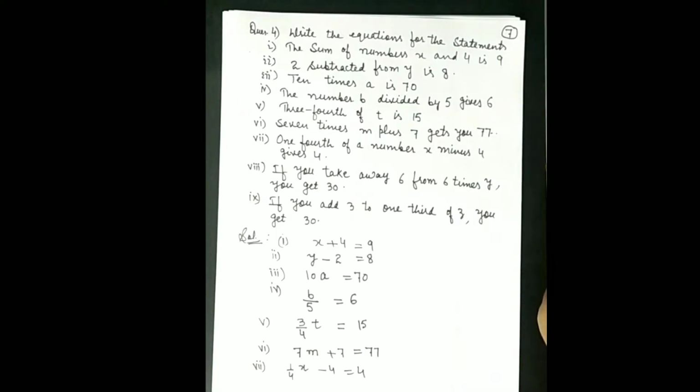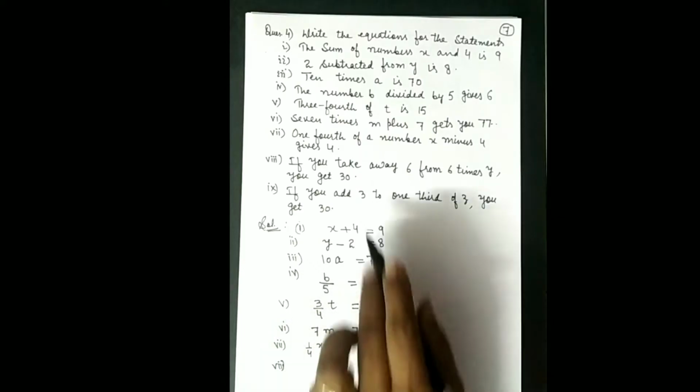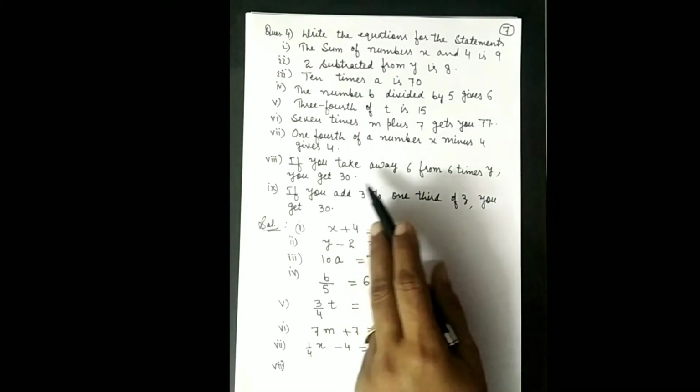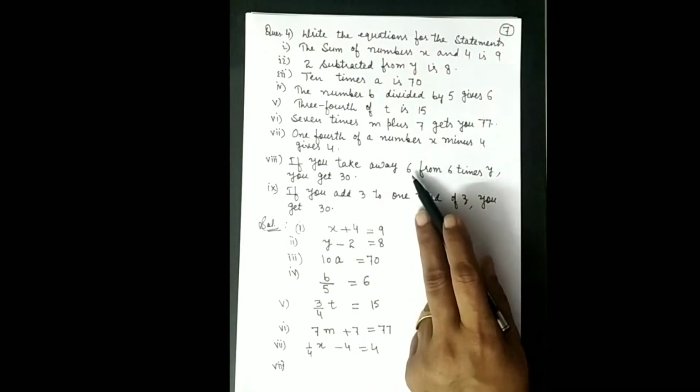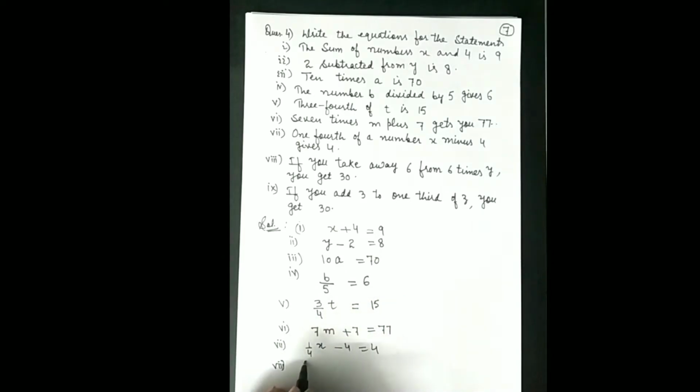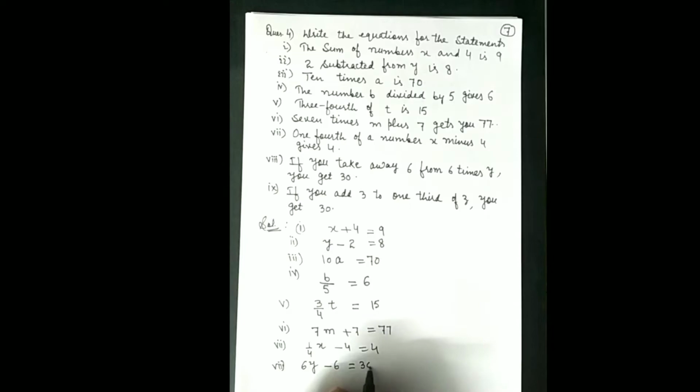Next, eighth part: if you take away 6 from 6 times y, you get 30. Take away means subtract it. Which term is subtracted? If you take away 6, that means 6 is to be subtracted from 6 times y. 6 times y means 6 multiply y. And 6 is subtracted. It gives 30.